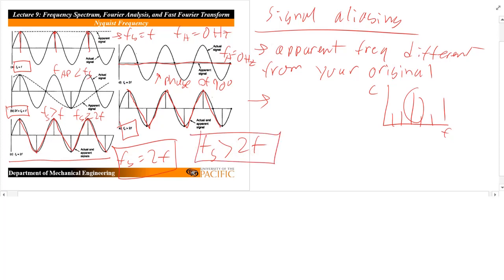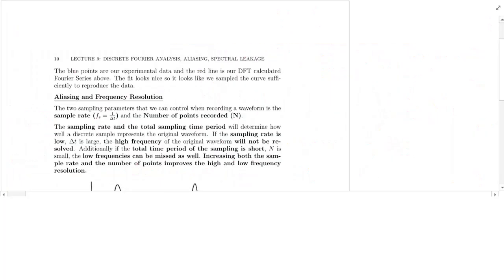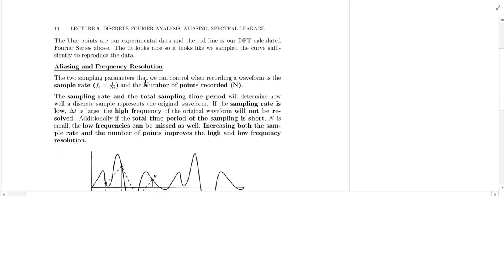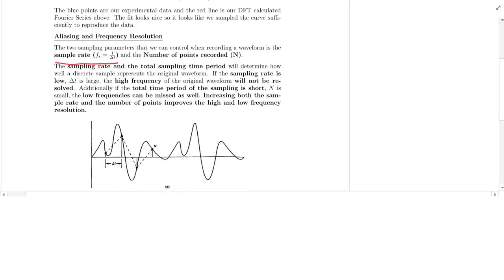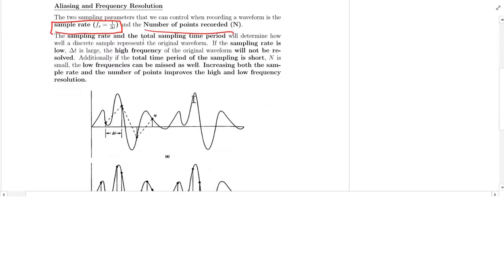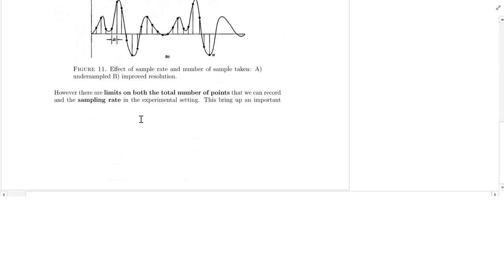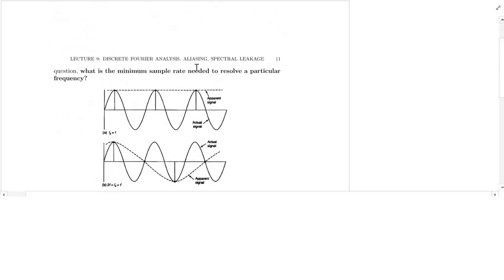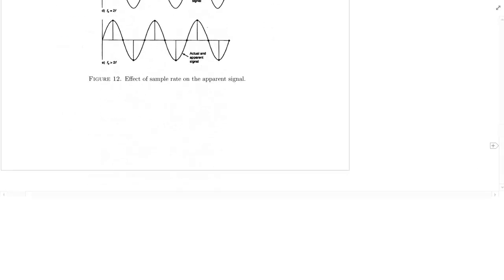So that introduces a really important topic. I'm going to switch to our lecture notes here in just a second, going back to aliasing and spectral leakage. This gives us our definitions of sampling rate and total number of points recorded. And this highlights what we talked about previously. If the total time period is too short, low frequencies can be missed. If the sampling rate is too low, delta T is large, and high frequencies will not be resolved. Same thing in this graph as well.